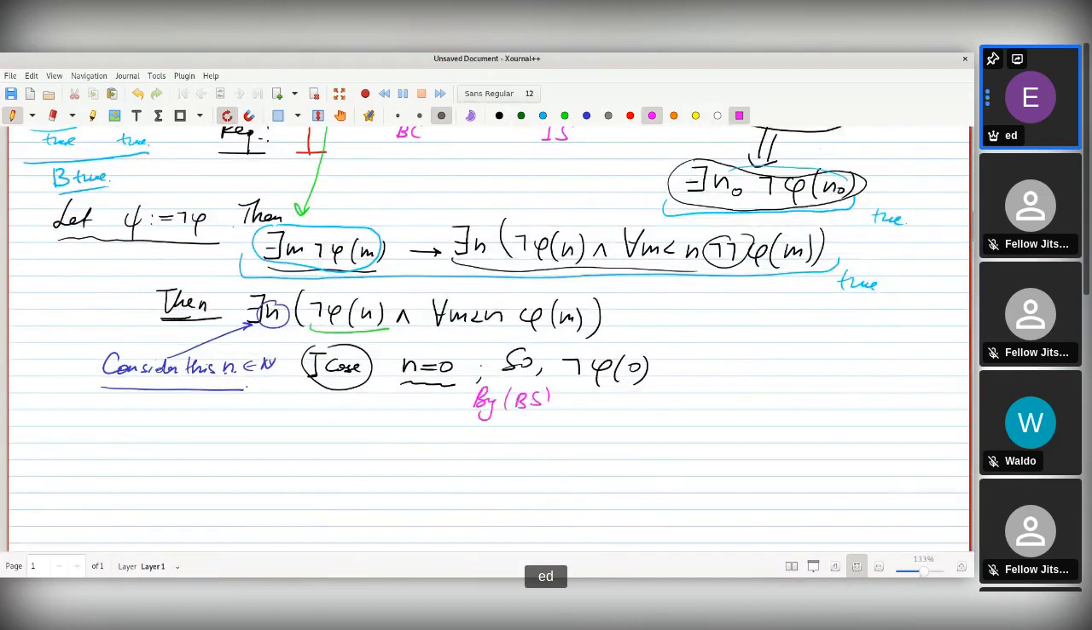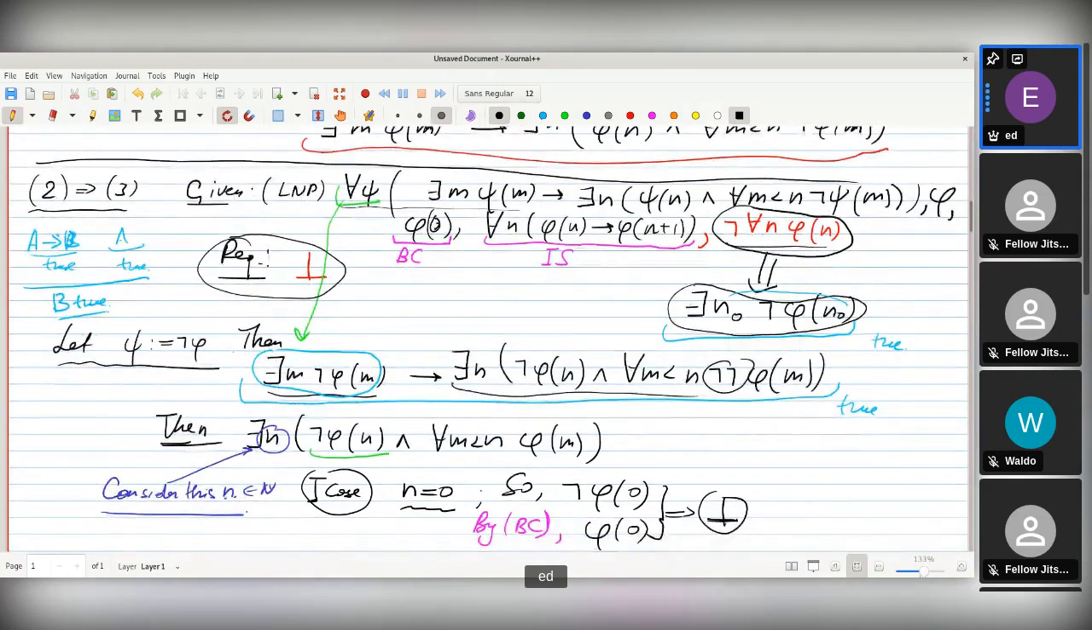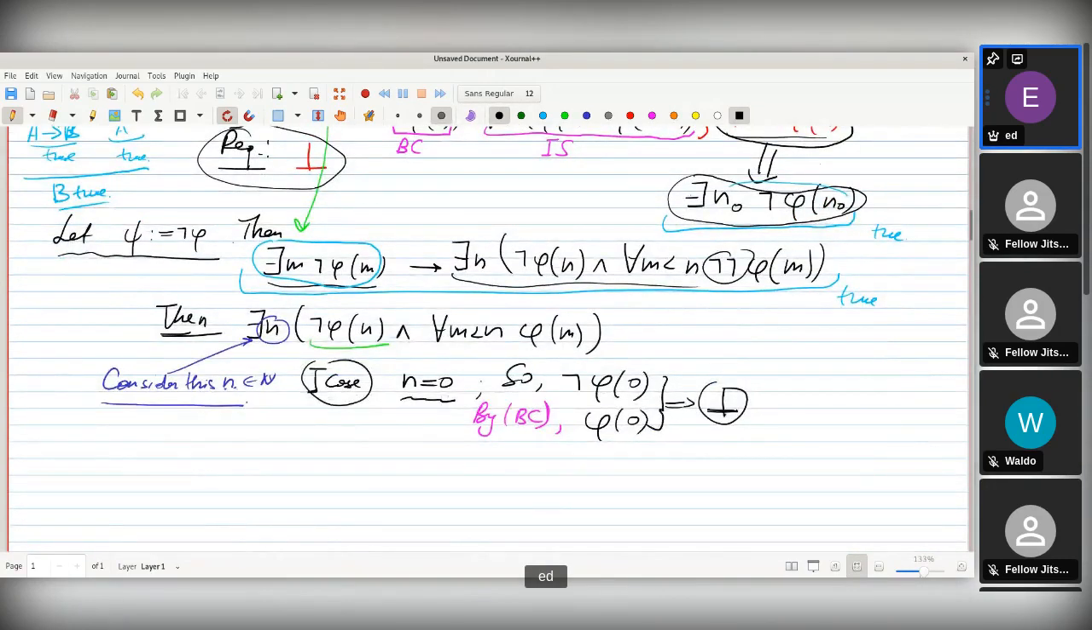By the base case, not BS. BS is bullshit, but BC is base case. By the base case, we have phi of 0. But these two are inconsistent. We have got a contradiction. But anyway, we are seeking a contradiction. We have got what we want. Is it clear? Yes.